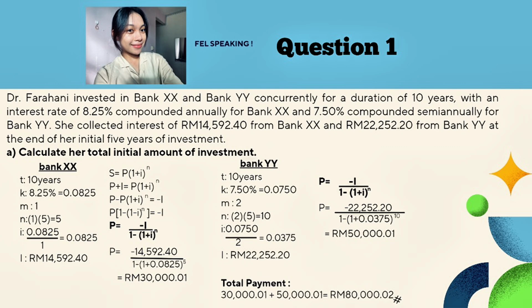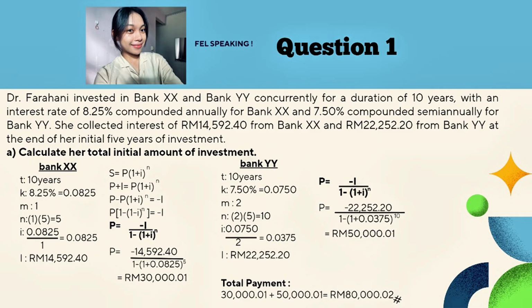Let's start with question number 1. Dr. Farahani invests in Bank XX and Bank YY concurrently for a duration of 10 years with an interest rate of 8.25% compounded annually for Bank XX and 7.50% compounded semi-annually for Bank YY. She collected interest of 40,592 ringgit and 40 cents from Bank XX and 22,252 ringgit and 20 cents from Bank YY at the end of her initial 5 years of investment. A. Calculate her total initial amount of investment.